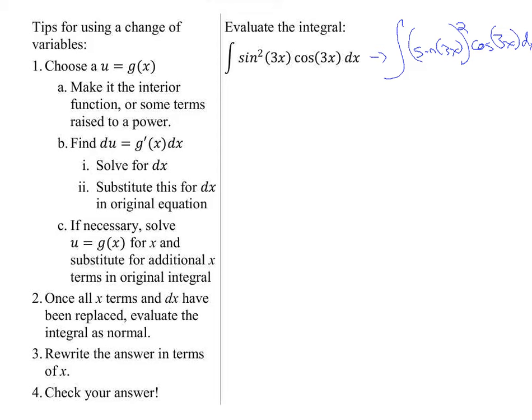What are your tricks for picking a u? Something raised to a power. What is raised to a power here? Sine 3x. That's your u. So let u equal sine 3x. So then I take the derivative, and du equals what? 3 cosine 3x dx. Now what are we supposed to do?